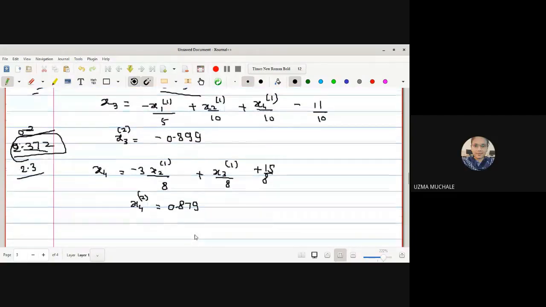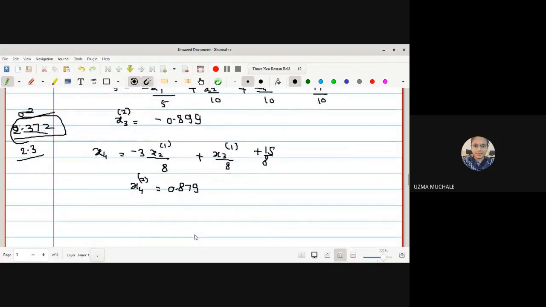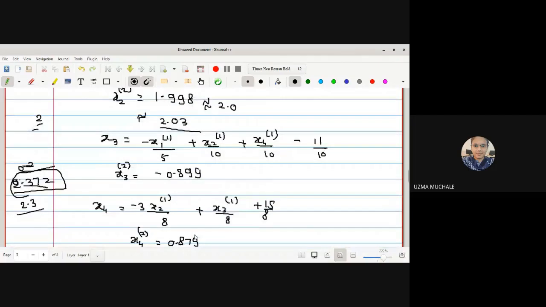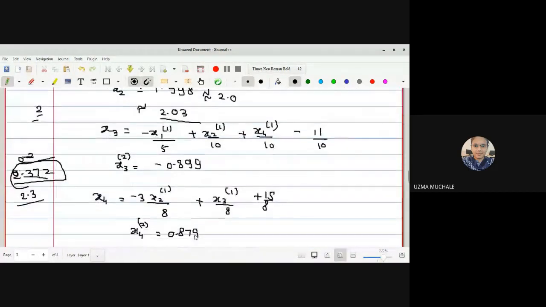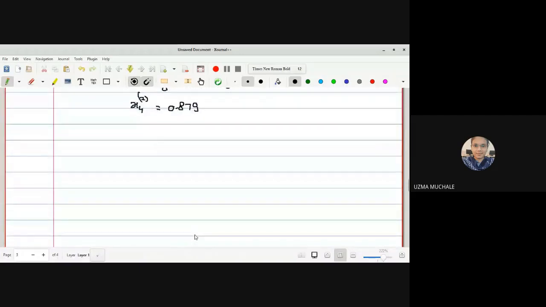Okay, so these are the values we are getting for the second iteration. Since we are still not getting any exact value, it is 0.8, 0.8, and here is 1.03. So for that, let us proceed once again so that we can get the exact values. Which means we have to follow step 3. In step 3, again we have to write the same equations.